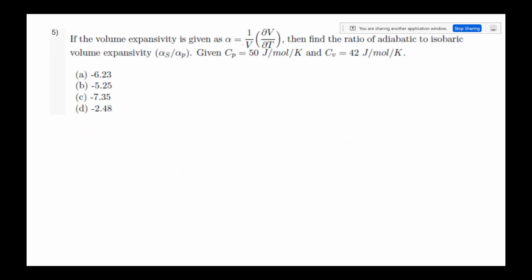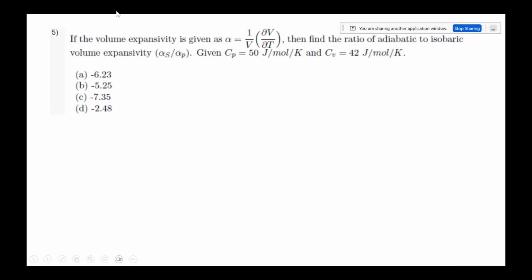The next problem says, if the volume expansivity is given as alpha, which is 1 by V del V del T, where here you have to fix P, then find the ratio of adiabatic to isobaric volume expansivity.